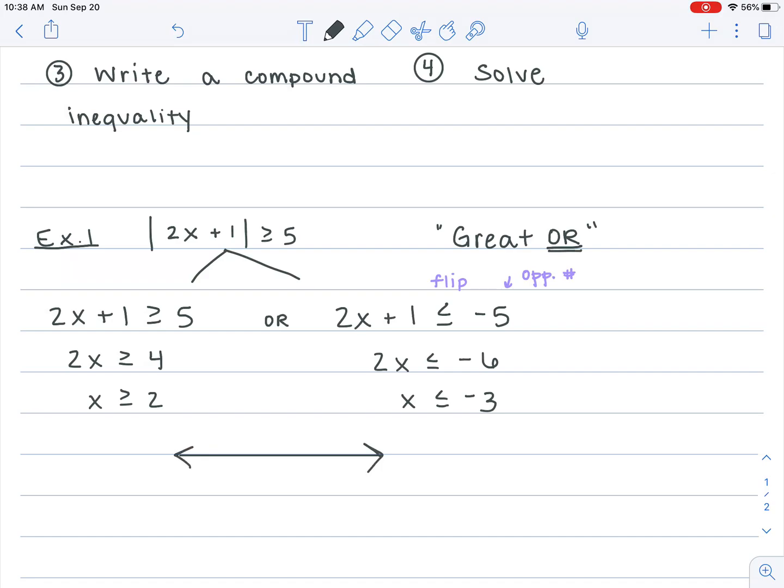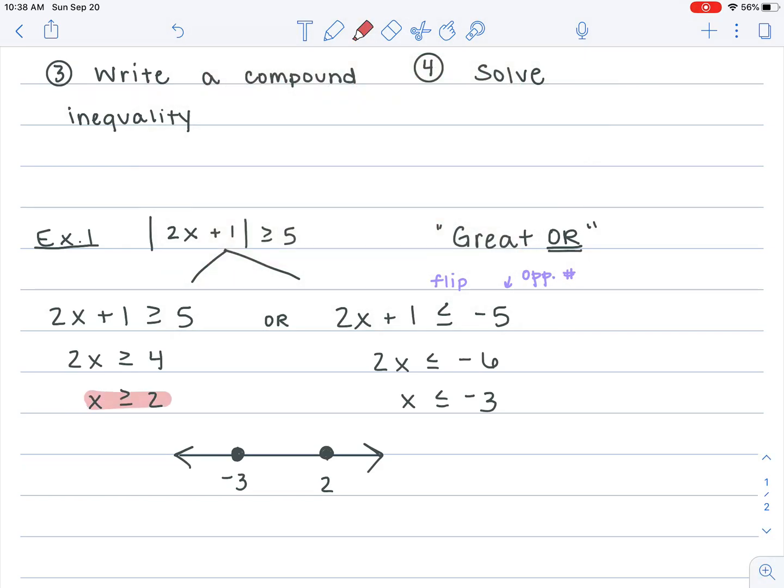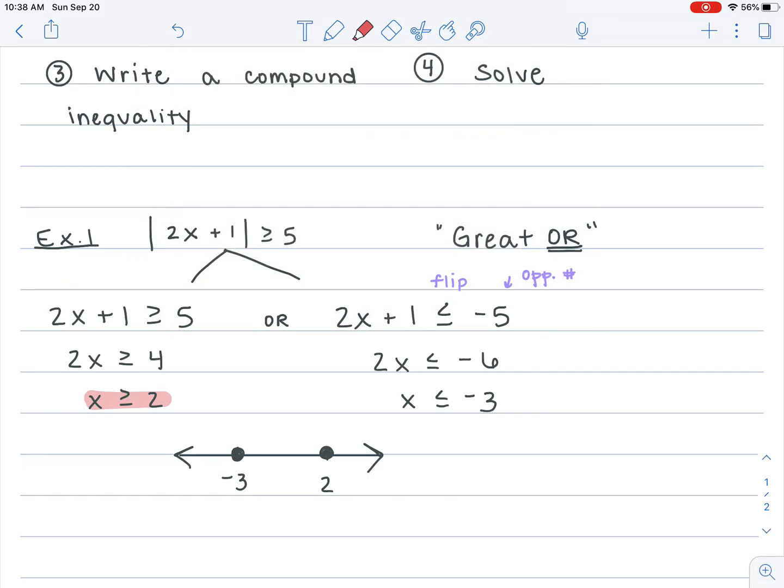I've got 2 and -3, so -3, 2. They both are going to be closed circles. And we can do our shading here. So it says x is greater than or equal to 2. It's a little bit smaller for us.